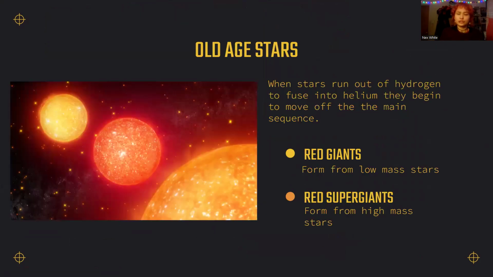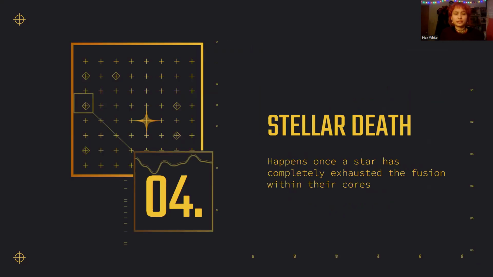Old age stars have begun to move off of the main sequence because they've stopped fusing hydrogen into helium. But there are still other heat fusion processes that are keeping them from collapsing in. The lower mass stars will form red giants, and the higher mass stars will form red supergiants.